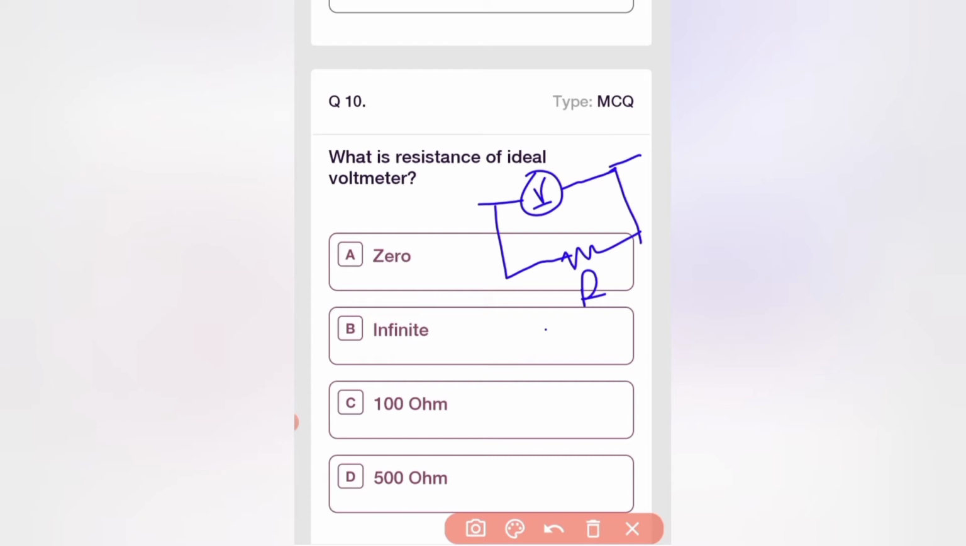The voltmeter will have high resistance. High resistance means the current flowing through it will be less and all the current will flow through this resistor. So easily we can measure the voltage across this resistance. Therefore it should have high resistance, which means ideally it should have infinite resistance. That's the correct answer.